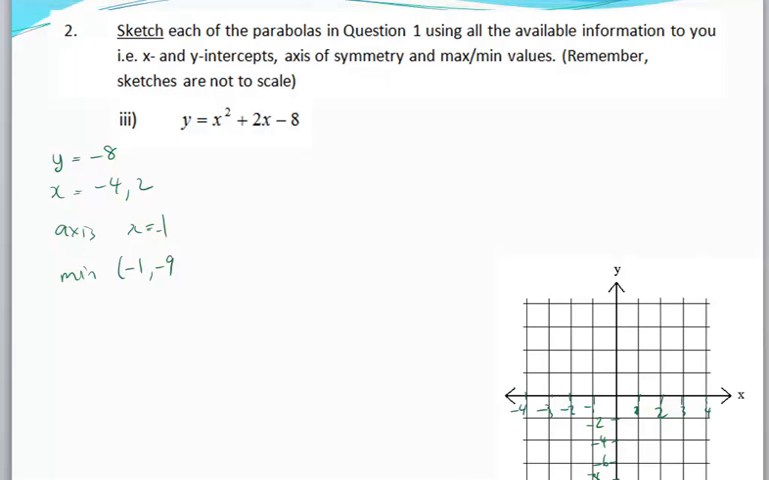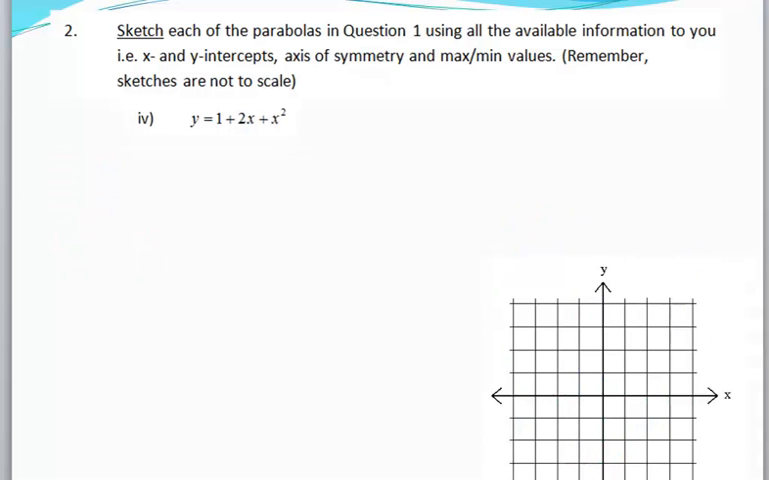So now we mark our points. We cut through our x-axis at minus 4 and 2. Here we cut through our y at minus 8, if we can fit it here. Our axis of symmetry is at x is minus 1, and our minimum, just right on the bottom here, is minus 1, minus 9. So we cut through like this, across, and up here. y is equal to x squared plus 2x minus 8.